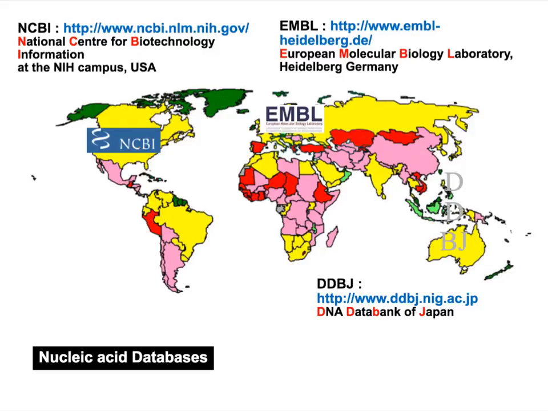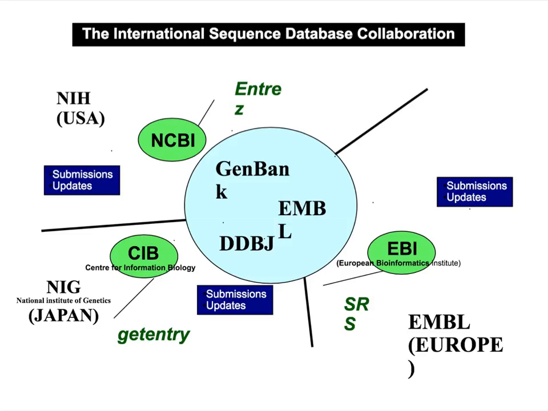There are a few major integrated databases like NCBI. NCBI is hosted in the United States. The other is EMBL, which is located in Europe. And finally, Japan also hosts an integrated database. Even though these integrated databases are separated by geographical location, in fact they are also interconnected.